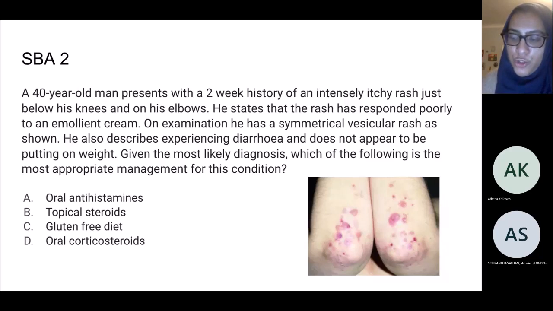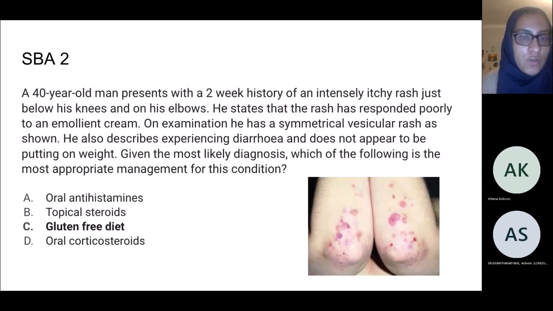Okay, so the majority of you guys have chosen B, topical steroids. However, actually, the most appropriate answer is C, so gluten-free diet. What this rash is indicative of is dermatitis herpetiformis. And you might have remembered in the previous SBA, I mentioned that this rash is associated with celiac disease. So number one, with this rash, you tend to get these itchy vesicular skin lesions on the extensor surfaces, as you can see in the image.